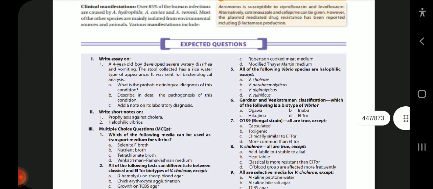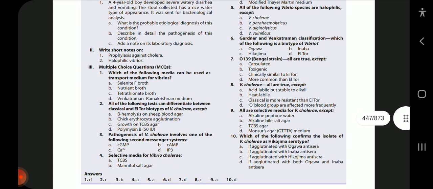Okay, so this completes our cholera chapter. Next, we'll be starting with miscellaneous bacterial infections.